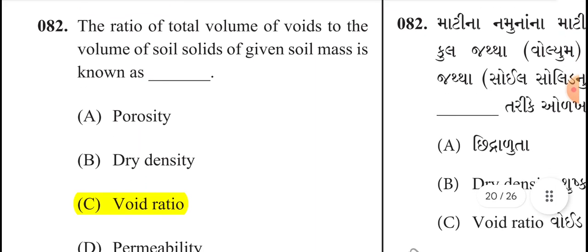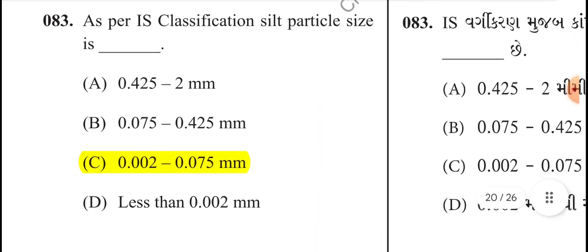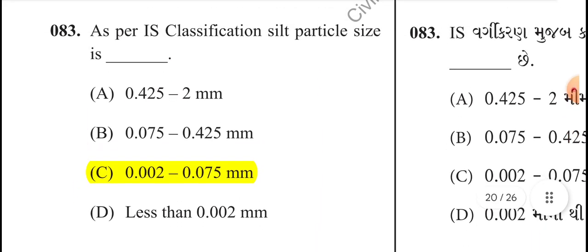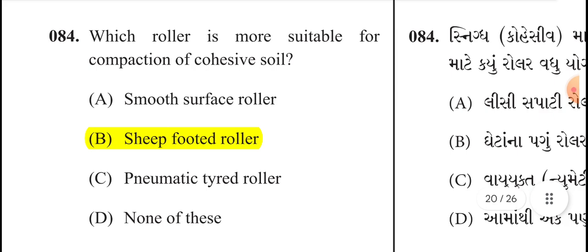The ratio of total volume of voids to the volume of soil solids of a given soil mass is known as the void ratio. As per IS classification, silt size is 0.002 to 0.075 mm. Which roller is more suitable for compaction of a cohesive soil? Cohesive soil means sheepsfoot roller.